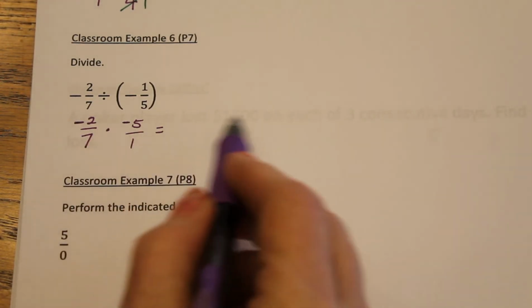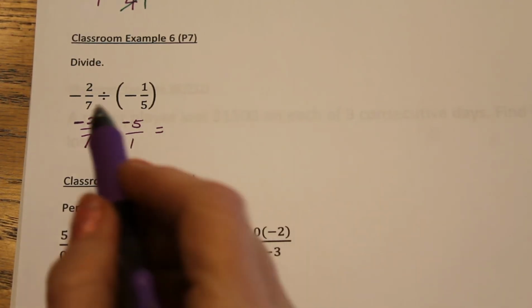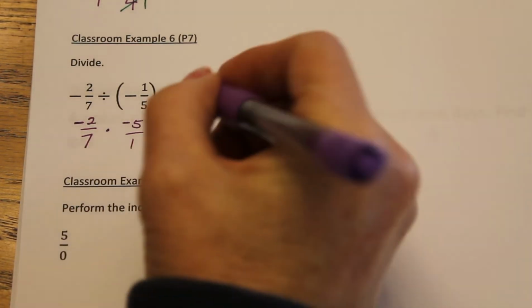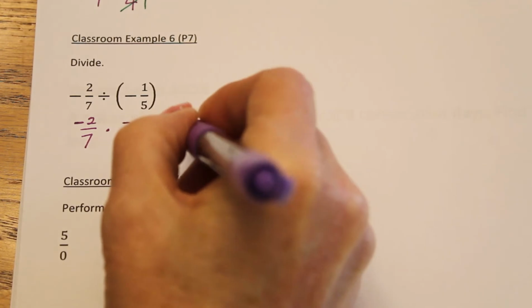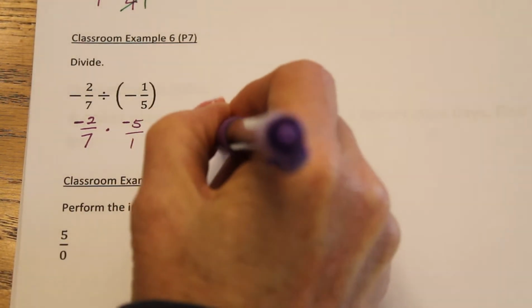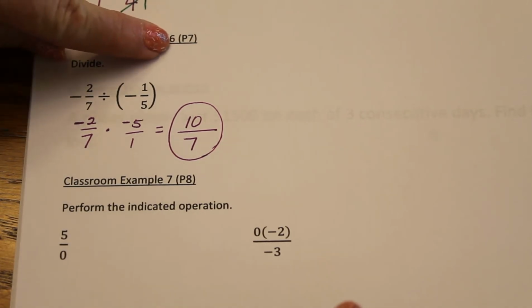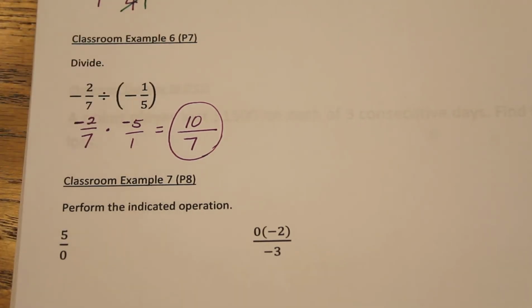So now we just multiply across. A negative times a negative, the answer is going to be positive. Negative 2 times negative 5 is positive 10. And multiply the denominators across. 7. You get 10 over 7. All right, you're going to practice yourself, practice 7.